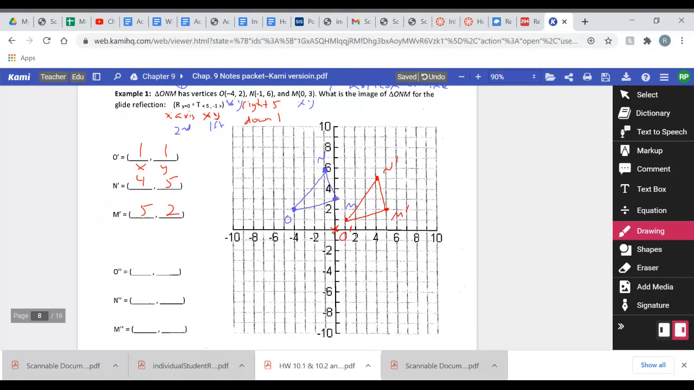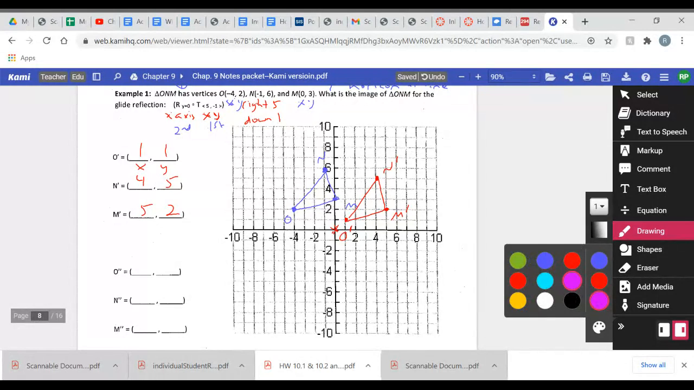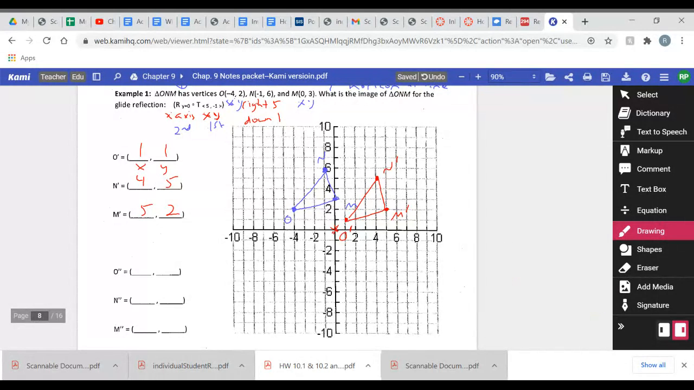Okay, now from the red triangle, O prime, N prime, M prime, I am now going to do the second thing that I have listed up above, which is reflecting about y equals 0, which is the x-axis. So I like to go ahead and highlight the x-axis. If the x and y-axis are not already labeled, I like to go ahead and label those. And here is my x-axis. So I'm going to reflect the red triangle about the x-axis.